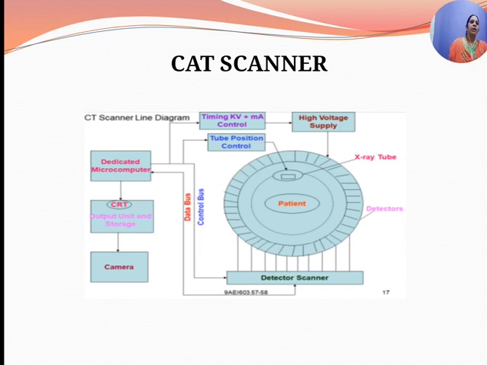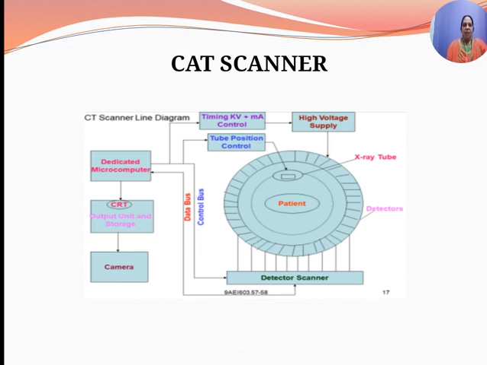This is a picture of your CT scanner, where we have the patient placed in a gantry. We have the X-ray tube, the source of X-rays, and opposite to the X-ray tube is your detector. Then we have timing, voltage and milliamp control for the X-ray tube. High voltage supply is needed. Then we have tube position control. X-ray tube position control is also available in your CT scanner.